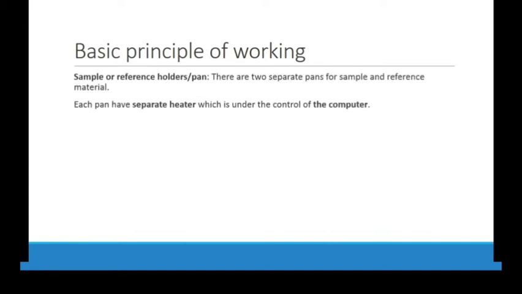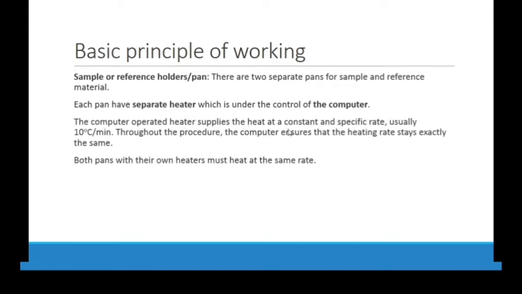So what is the basic principle? There are two separate pans for sample and reference material. Each pan has a separate heater which is under the control of the computer. The computer-operated heater supplies the heat at a constant and specific rate, usually 10 degrees per minute, throughout the procedure. The computer ensures that the heating rate stays exactly the same. Both pans with their own heaters must heat at the same rate. The heating rate must be the same, but the heater's power can be varied, because if we have some extra material in the sample pan, it has to increase its own output to make a balance with the reference pan.